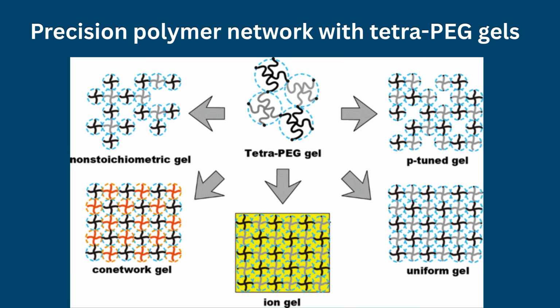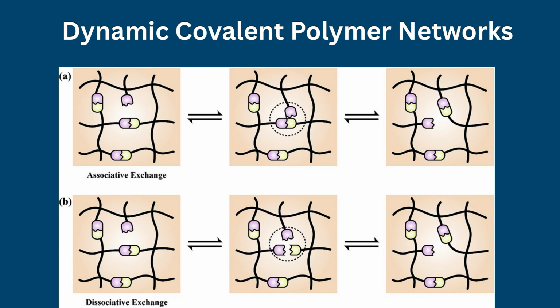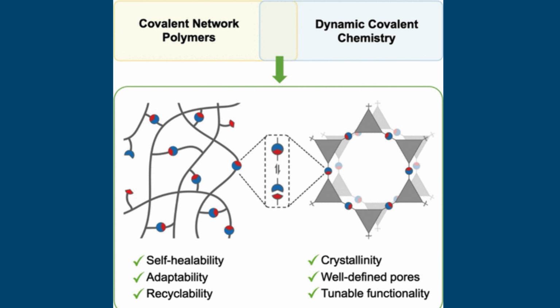and mechanical properties. Dynamic covalent polymer networks, DCPNs, introduce reversible bond formation into the network structure, enabling rearrangement under external stimuli. Chemistries such as imine exchange, disulfide metathesis, and Diels-Alder reactions allow networks to exhibit self-healing, recyclability, and shape memory behavior. These materials have found applications in soft robotics, additive manufacturing, and sustainable materials design.